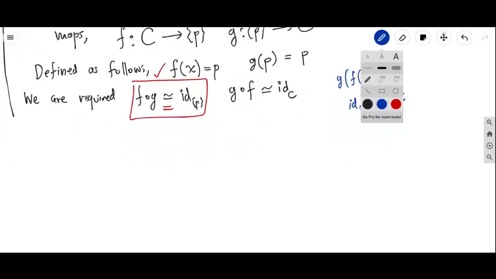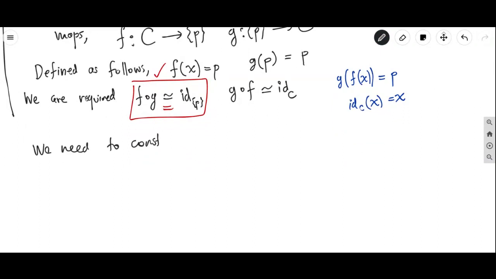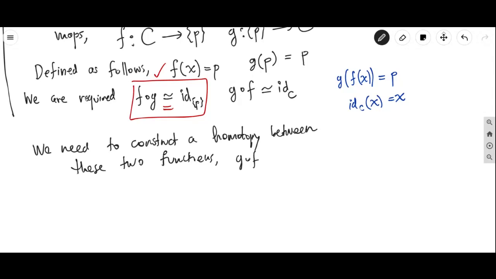So we need a homotopy. We need to construct a homotopy between these two functions, between G composed with F and the identity on C. And by the way, both of these functions are functions from C to C. F goes from C to the point, and G takes you from the point to C. So both of these are functions from C to C. So this has to be a homotopy between these two maps.